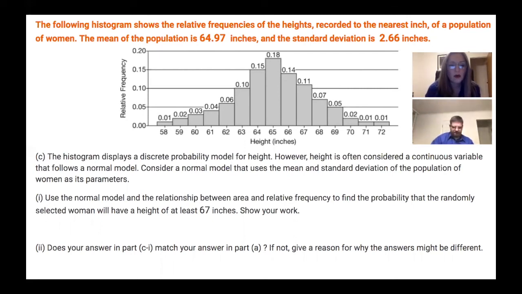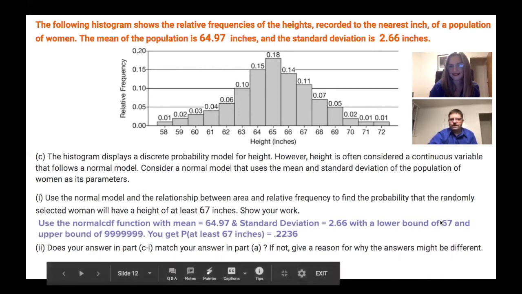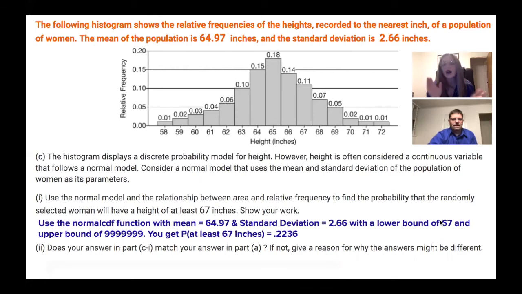Okay, so use a normal model and the relationship between area and relative frequency to find the probability that the randomly selected woman will have a height of 67 inches. How do I do that, Mr. Robbie? Do you want to remind them how you use normal distribution in that way? We'd have to do the normal CDF thing on the calculator. We could take the ones that are below 67 away from one. Guys, remember the function is called normal CDF. You use the normal CDF function with a mean of 64.97 and a standard deviation of 2.66. And we posted the videos for the calculator tutorials. I think I did a video months ago about that.